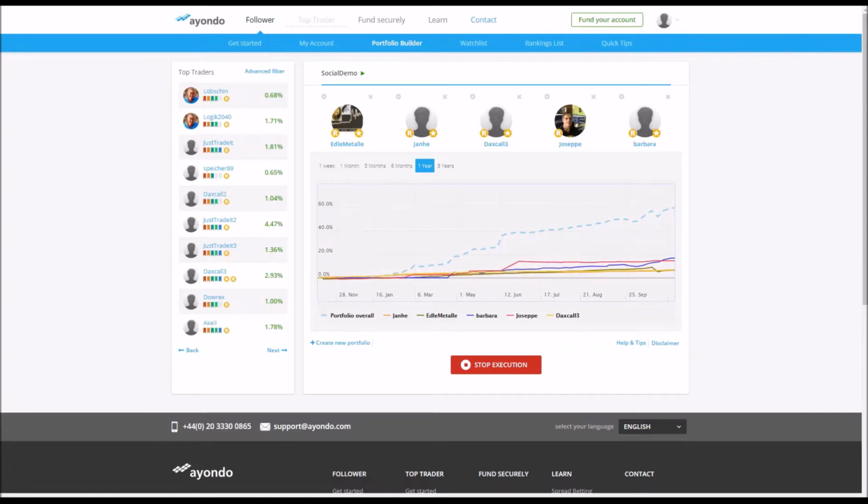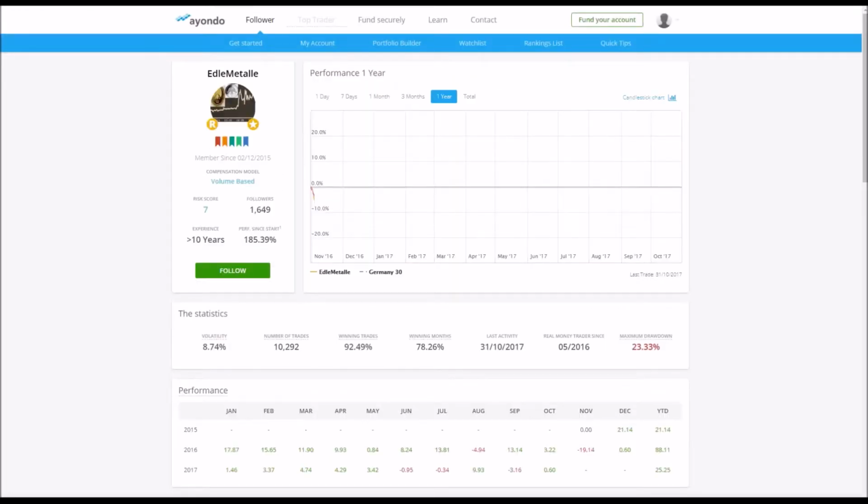Unfortunately, of course, there is no TARDIS trading. We can't go back to October 2016, follow all these traders and clock up a nice 60% return. But I'm hoping that they'll continue being good traders over the year to come. So there we have the traders here. Okay. So Edel Metal is one. Let's click on that one and just have a look at this person's numbers.